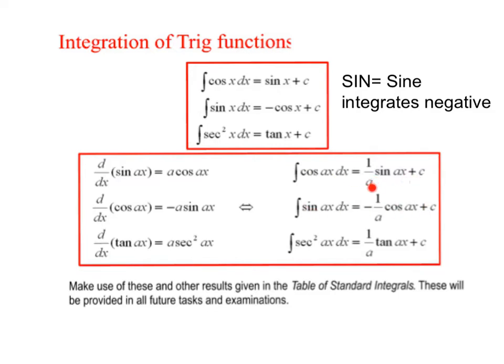And you can see that now, when you're integrating cos of ax, we have to divide by a, or times by 1 on a, where a is the derivative of ax. Okay, likewise with sine integrates to cos, and we've got to divide by whatever the derivative of ax is there.